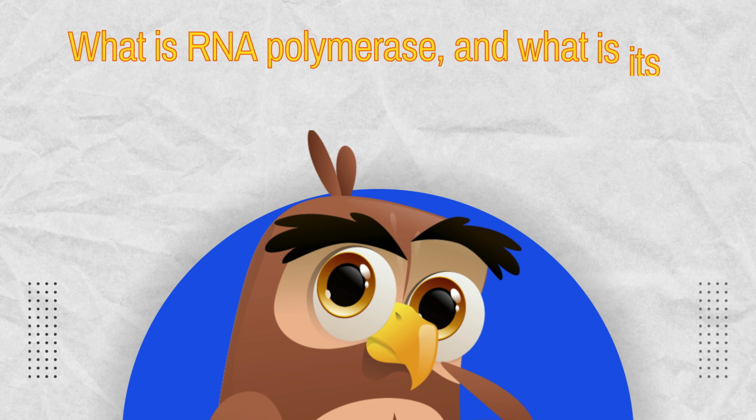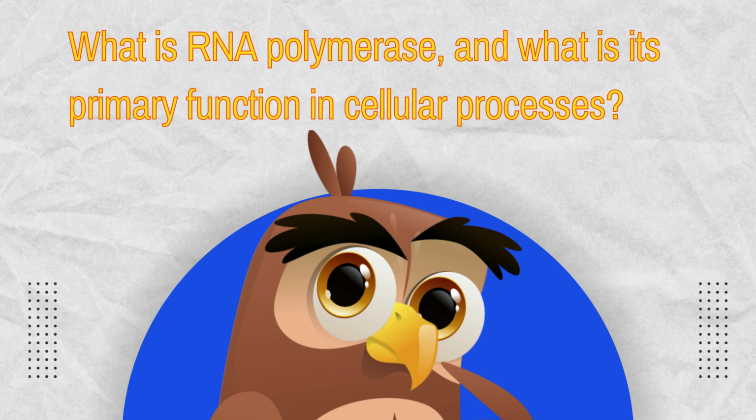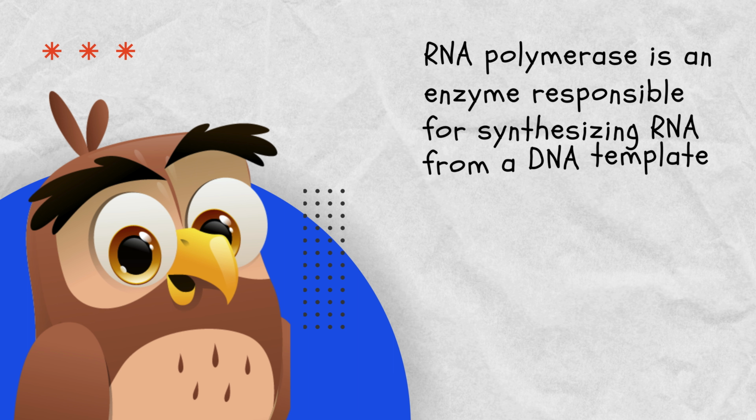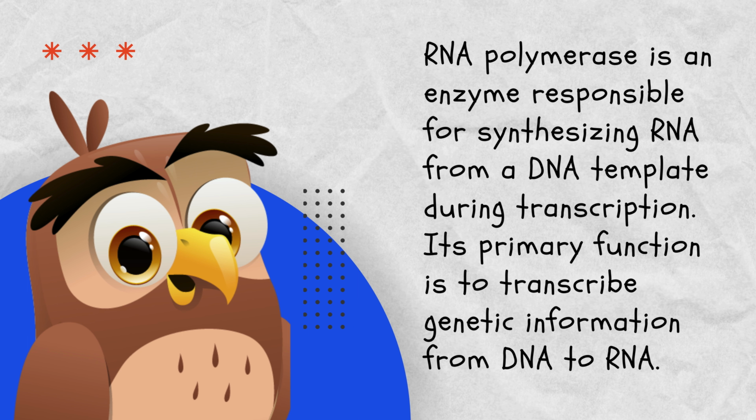What is RNA polymerase, and what is its primary function in cellular processes? RNA polymerase is an enzyme responsible for synthesizing RNA from a DNA template during transcription. Its primary function is to transcribe genetic information from DNA to RNA.